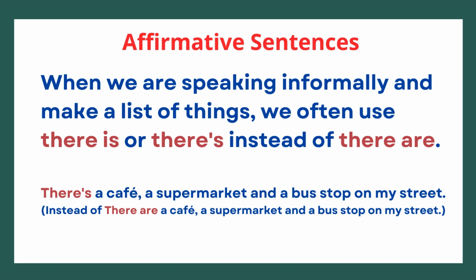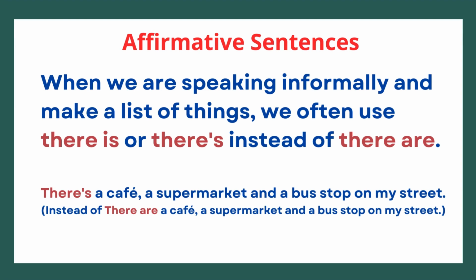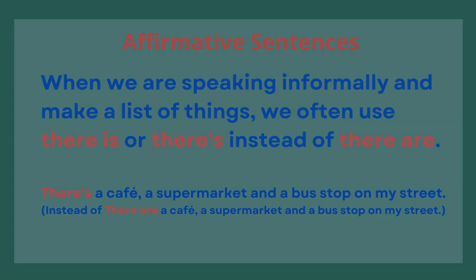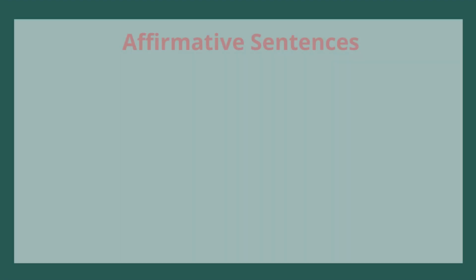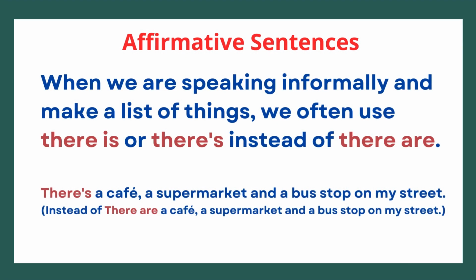Affirmative sentences. When we are speaking informally and make a list of things, we often use there is or there's instead of there are. There's a cafe, a supermarket and a bus stop on my street, instead of there are a cafe, a supermarket and a bus stop on my street.